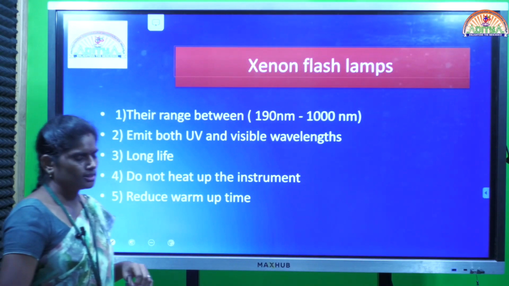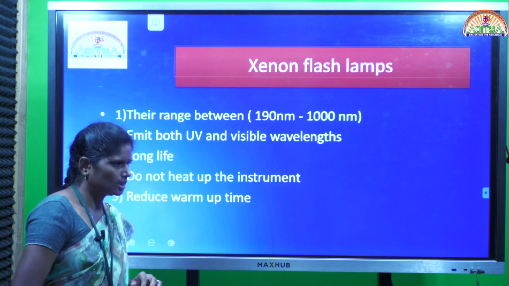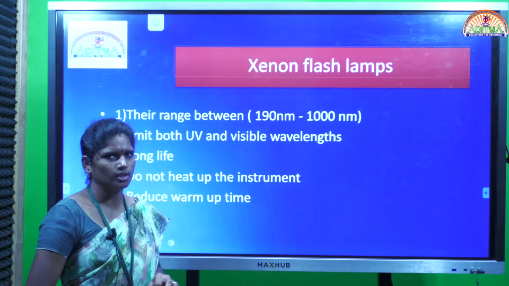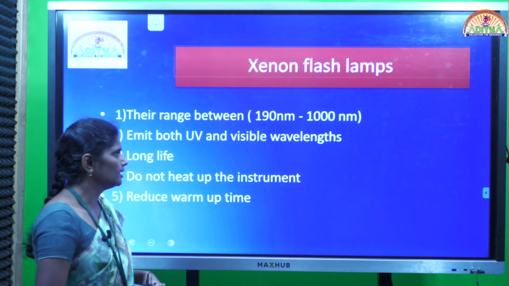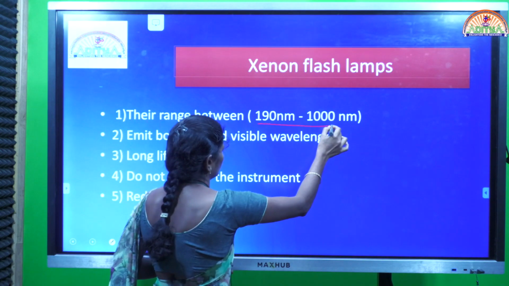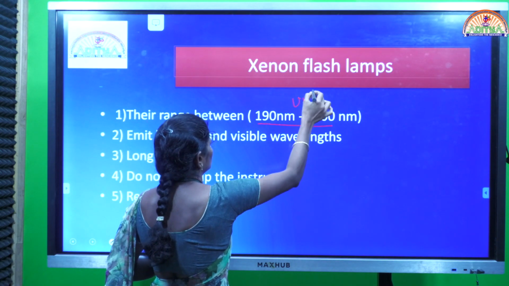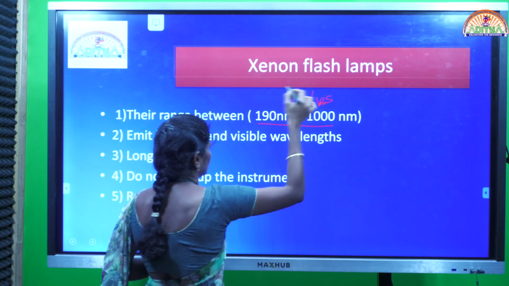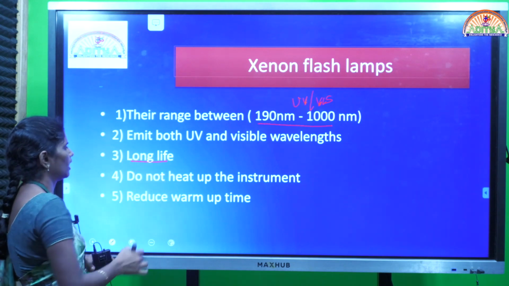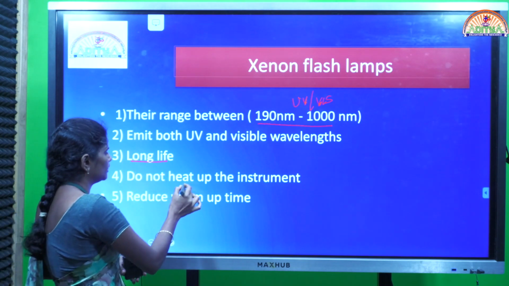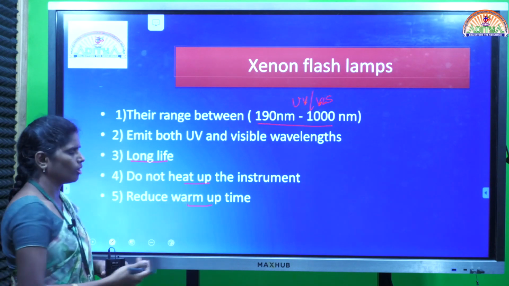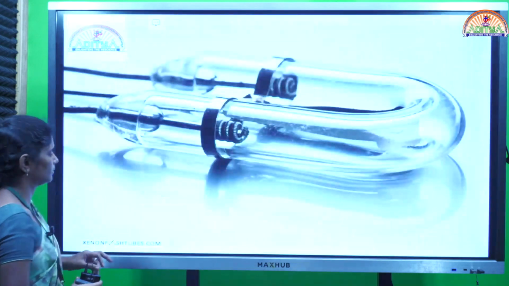We also have lamps called xenon arc lamps or xenon flash lamps. These xenon flash lamps have the ability to emit both UV light as well as visible light. They emit from 190 nanometers to 1000 nanometers, which includes both UV as well as visible radiation. They have the advantage of longer life periods, and they do not allow the instrument to heat up, which can reduce the warm-up time of the spectrophotometer.